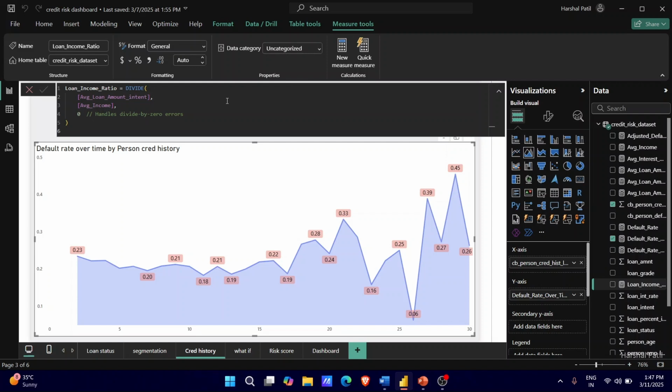What we've done is loan to income. We added the average loan amount into the average income. Then we got the person credit history.